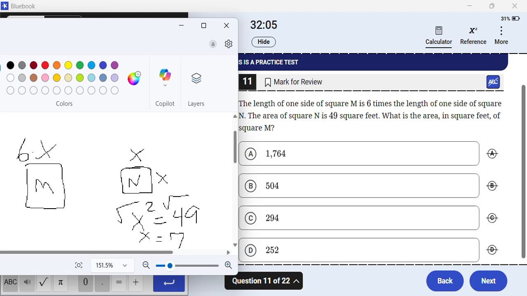Okay, so back to square M. If x is 7, then M is 6 times 7, which is 42. Now remember, that is not our area. Each side is 42. And that means 42 times 42, or 42 squared.